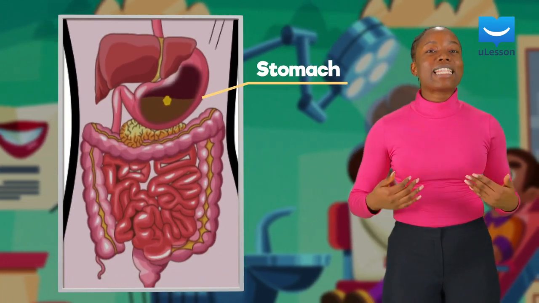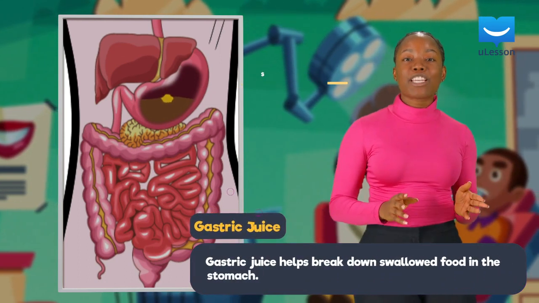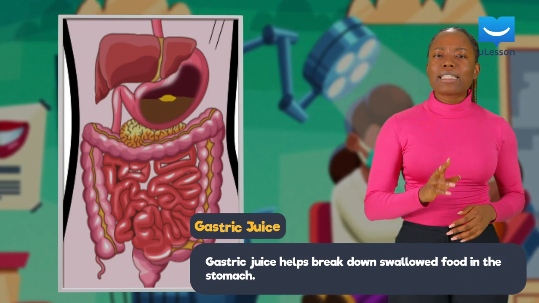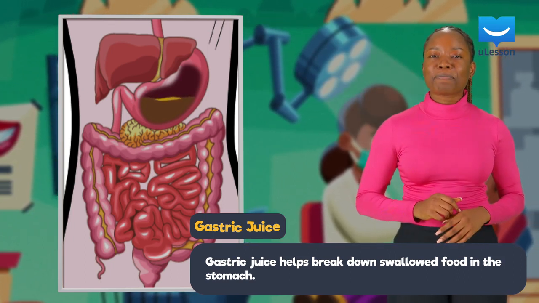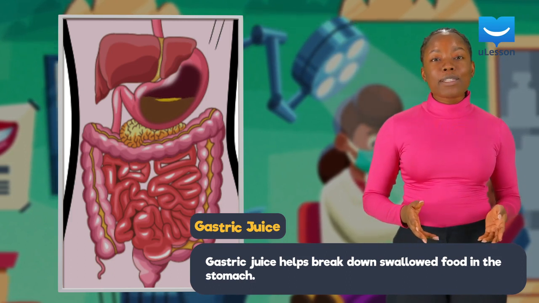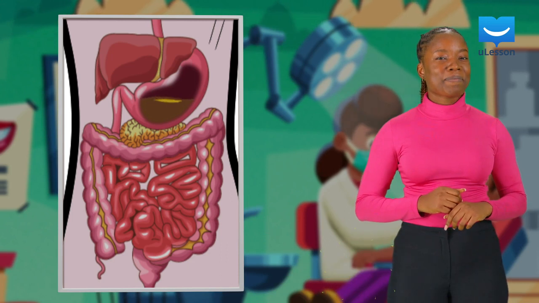Swallowed food stays in the stomach for quite a while, where a special fluid called gastric juice acts on it to break it down into smaller, less complex substances. The gastric juice also helps to kill some germs in the swallowed food, if there are any.